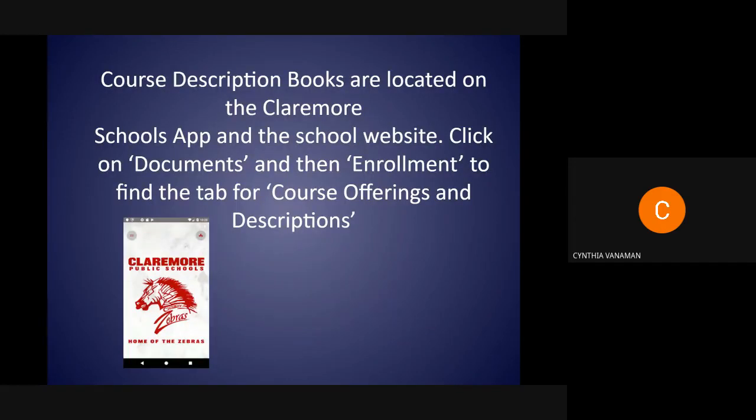Course description books are located on the Claremore Schools app and on the school website. Once you're in the high school section of either of those, you'll click on Documents, then Enrollment, and find the tab for Course Offerings and Descriptions. The new one is not posted right now, but it will be within the next week or so.